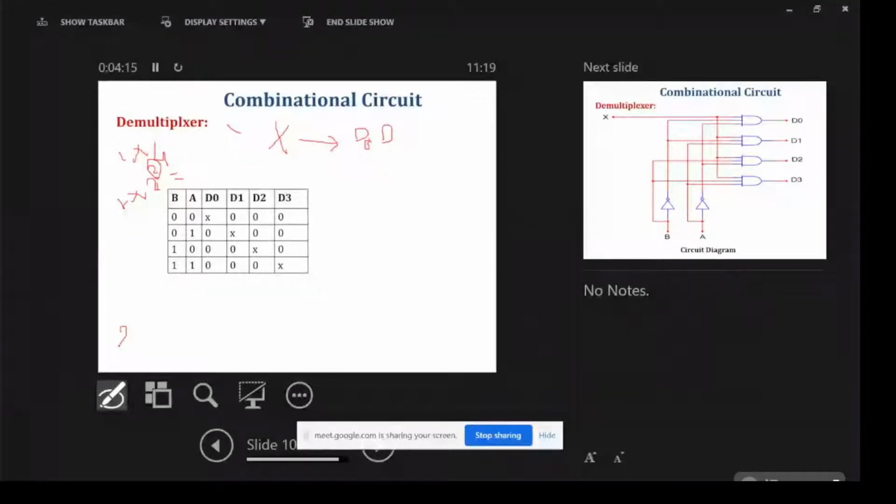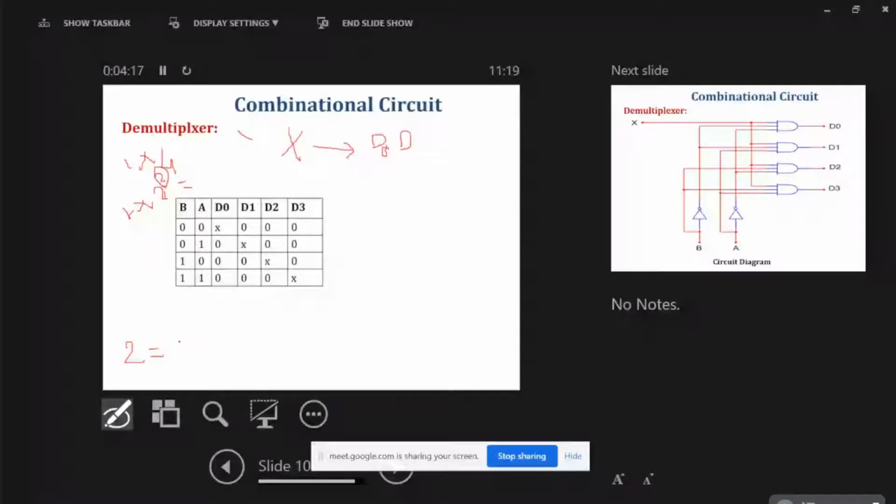So first we need to find out how many output lines and how many selection lines there are. For this particular example, the 1 to 4 demultiplexer, we know that there are 4 output lines. So assume those output lines are D0, D1, D2 and D3, and assume that the input is X. This X could be anything.